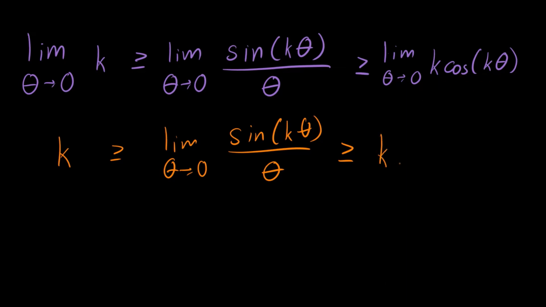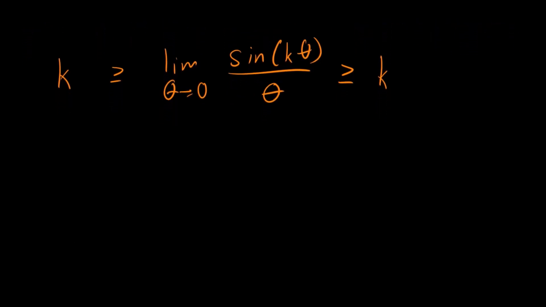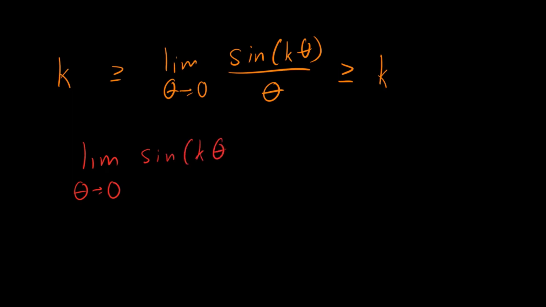that ultimately just becomes k. Now, by the squeeze theorem that we learned about last time, since this limit is bounded by k both on the lower bound and on the upper bound, the limit itself will be equal to k. So the limit as theta approaches 0 of sine of k theta divided by theta is equal to k.